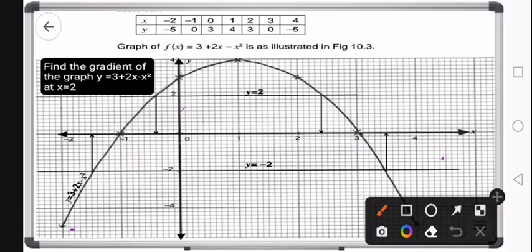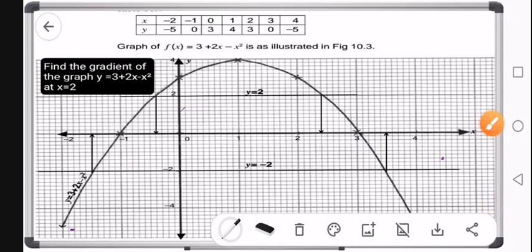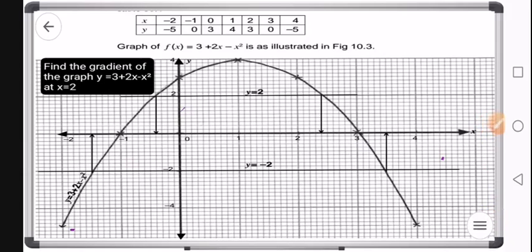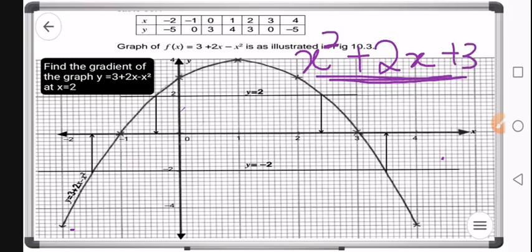Let's say the graph is x squared plus 2x plus 3, like this. Then they said, using this graph, after drawing this graph, find the gradient of the graph y equals this one. I'm not saying I'm answering this one. Okay, let's say this is the graph.